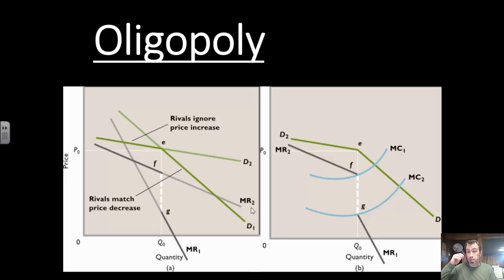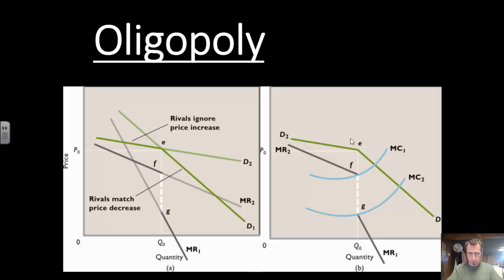Now, something to point out here, the marginal cost lines in blue, those are hypothetical marginal cost lines. There's not two marginal cost lines for an oligopoly. There's always one marginal cost line for any company, but obviously those marginal costs can change. This is just showing some hypothetical marginal cost lines, and I'll explain more about that later. So don't get hung up by that.